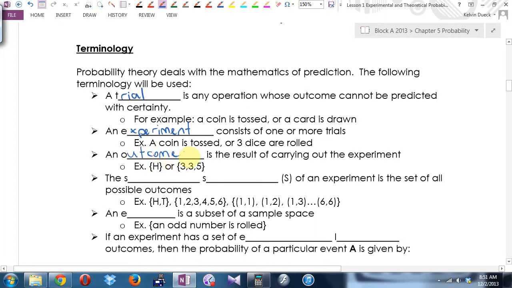An outcome is the result of carrying out the experiment. Example, we use curly brackets, these funky ones, which I can't draw very well, to symbolize an outcome, to list the outcome. If you're flipping a coin, an outcome would be heads. If you're rolling a die 3 times, you could get a 3, another 3, and a 5. That would be one possible outcome of performing that experiment 3 times.